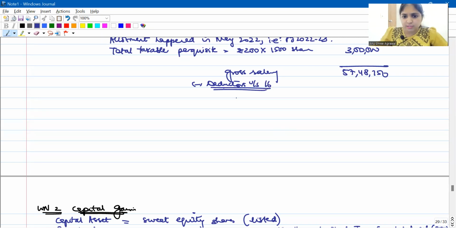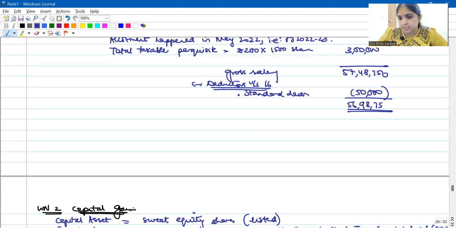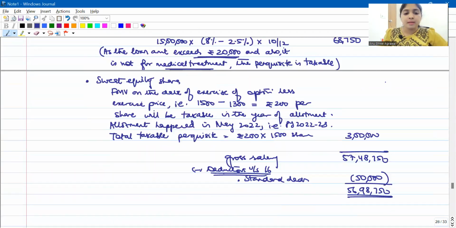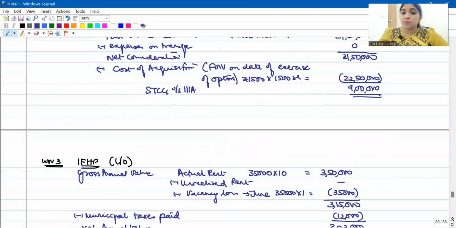I'll have 3 deductions. Number 1, we'll have standard deduction. Standard deduction is always 50,000. No entertainment allowance here, no professional tax here. So what will be my net taxable salary? 56 lakhs 98,750. Go back to your main answer. Salaries 56 lakh 98,750.